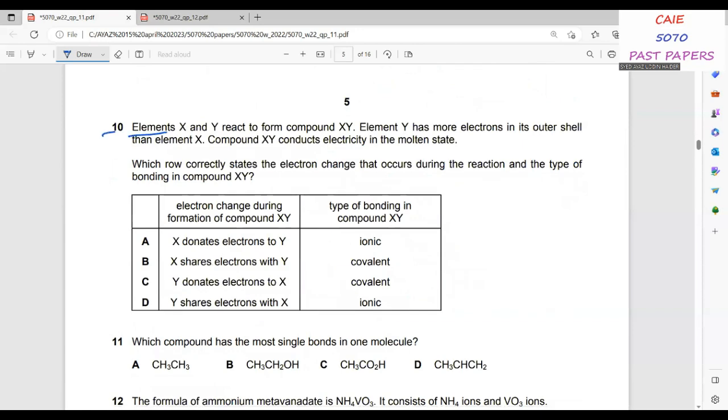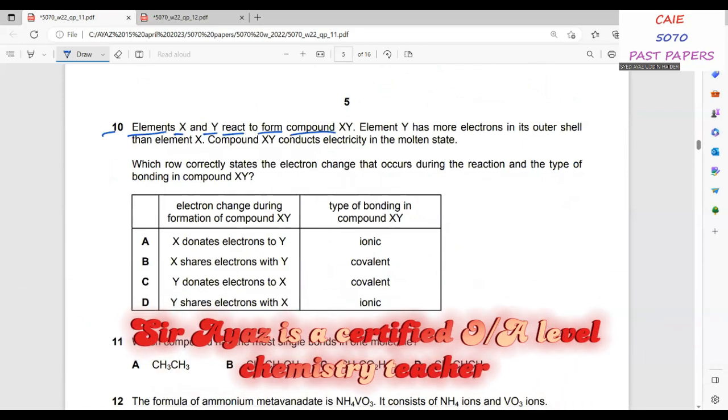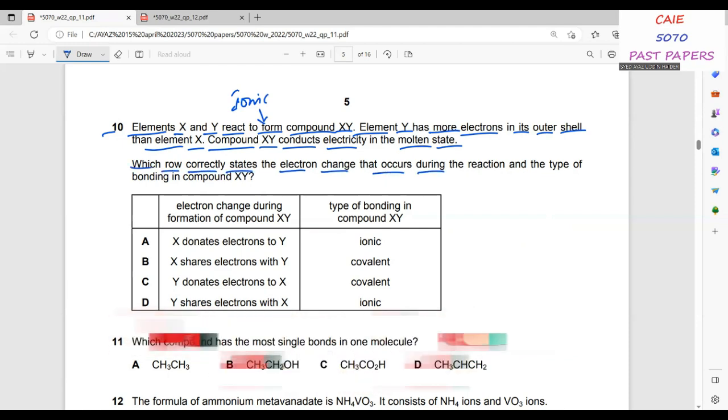Number 10. Elements X and Y react to form compound XY. Element Y has more electrons in its outer shell than element X. Compound XY conducts electricity in the molten state. When they say compound XY conducts electricity in the molten state, the compound XY must be ionic. Which row correctly states the electron change that occurs during the reaction and the type of bonding in compound XY? I have already mentioned XY is ionic. So either A is correct or D is correct. Both B and C are wrong.